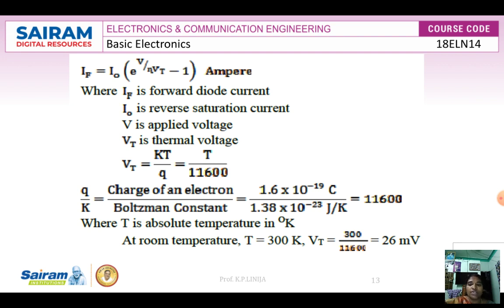Our formula is Vt equal to kT by q. Therefore, we can write Vt equal to T divided by 11,600. Coming to the absolute temperature in Kelvin, at room temperature T is equal to 300 Kelvin, so the thermal voltage can be written as 300 divided by 11,600. Therefore, the thermal voltage Vt is equal to 26 millivolt.